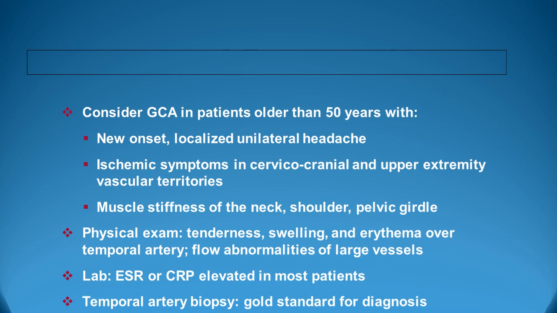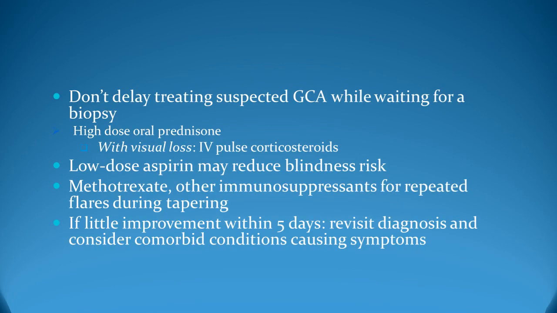One should consider giant cell arteritis in a patient having unilateral headache, ischemic symptoms of the cervicocranial and upper extremity, muscle stiffness, tenderness, swelling, erythema on physical examination, and elevated ESR and CRP. Temporal artery biopsy is the standard. Do not delay in treating suspected GCA while waiting for biopsy. Start aspirin and methotrexate, and if there is little improvement, revisit the diagnosis.